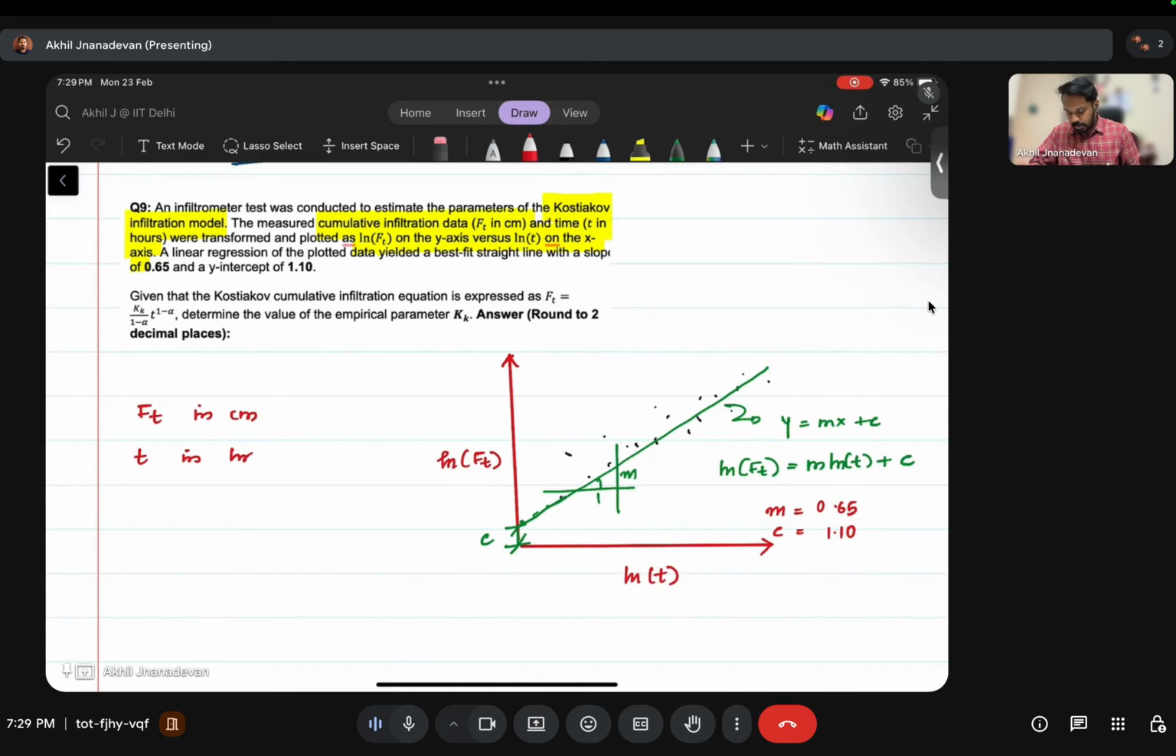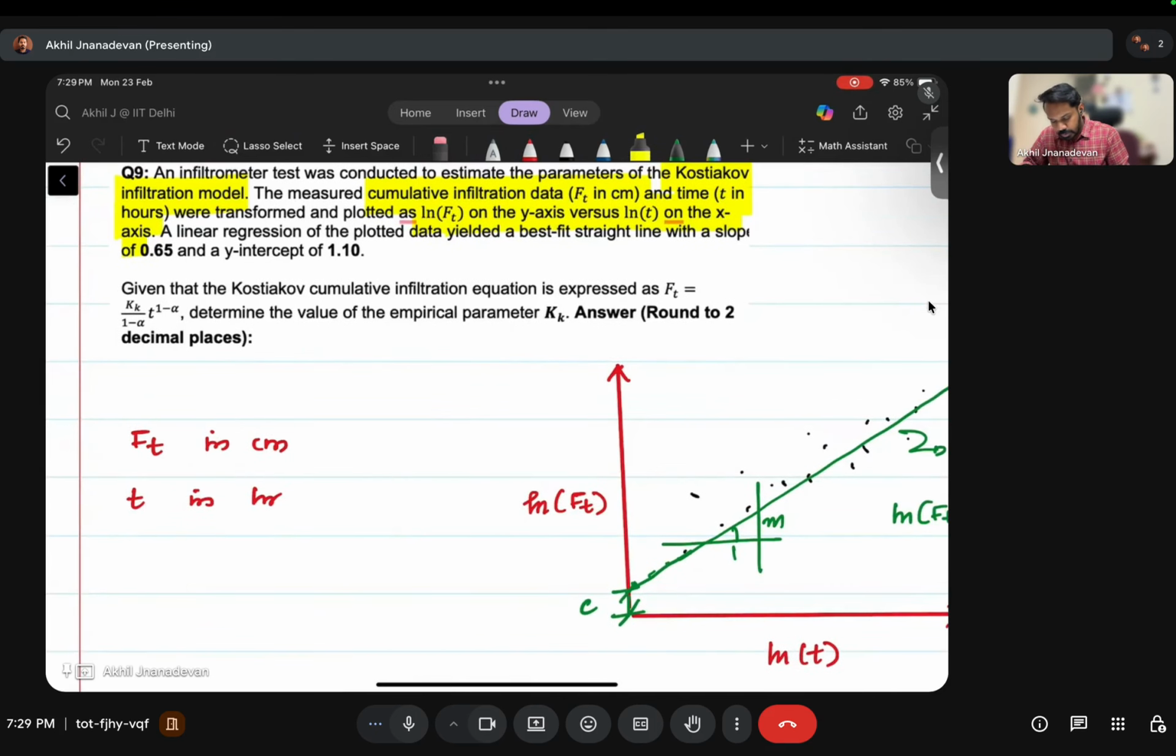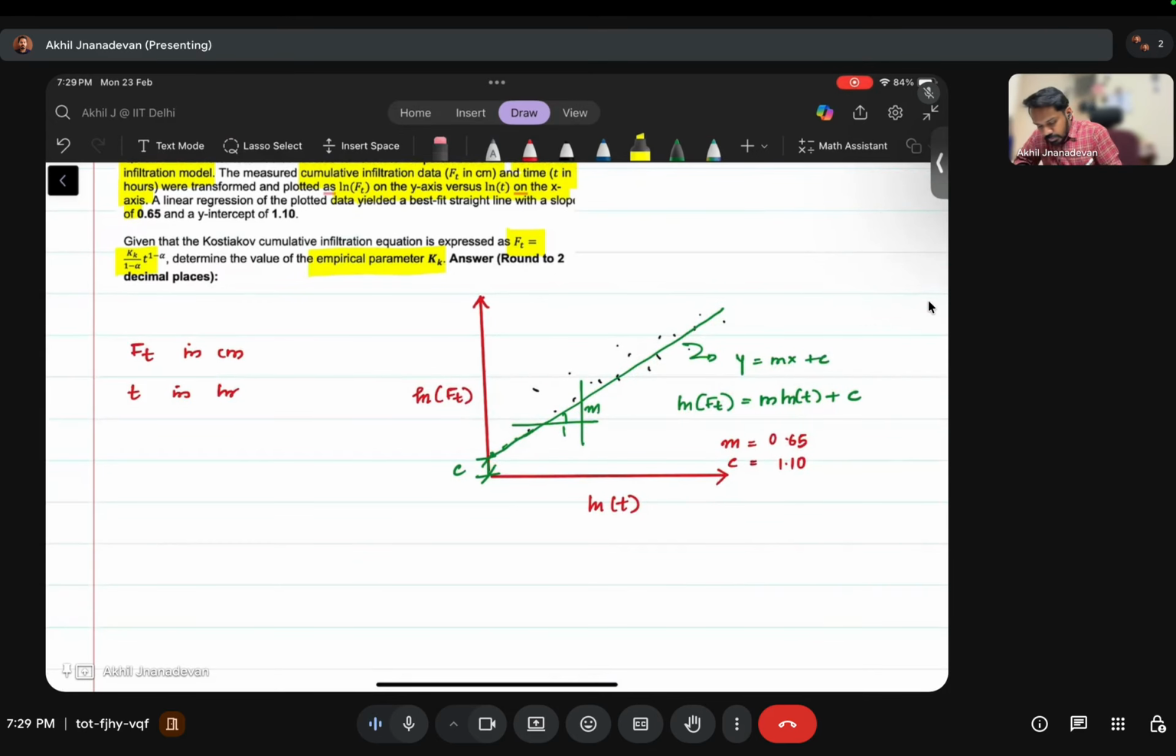So the thing we need to do is convert our equation into this format. So they use the Kostiakov equation. It is given in the question: the cumulative infiltration depth is given by this particular equation, F(t) = K/(1 − α) · t^(1 − α). They are asking us to find the empirical parameter K using this.